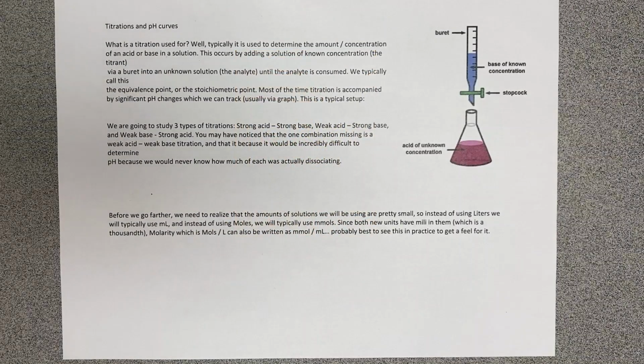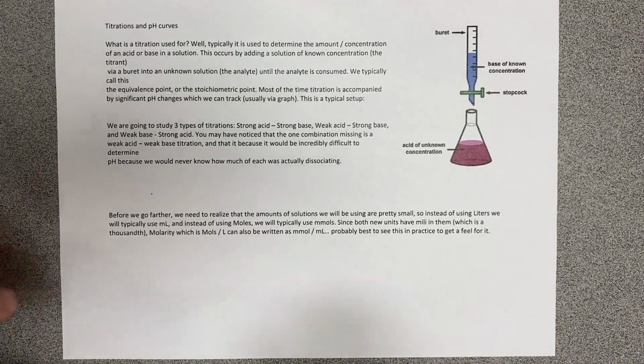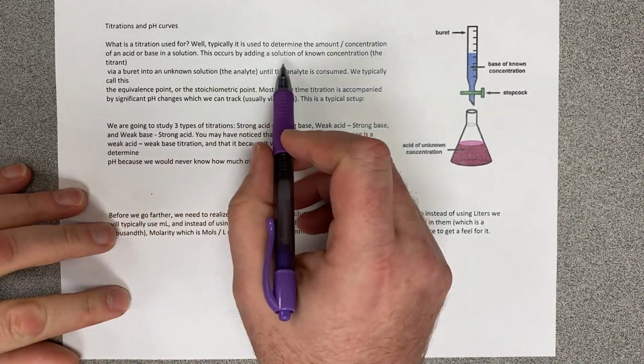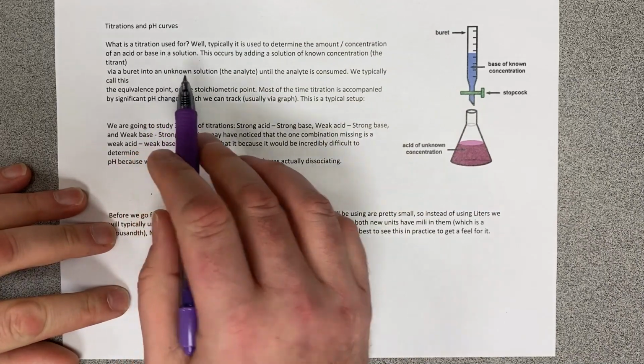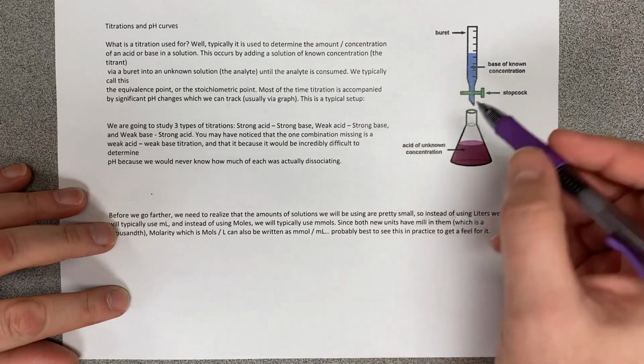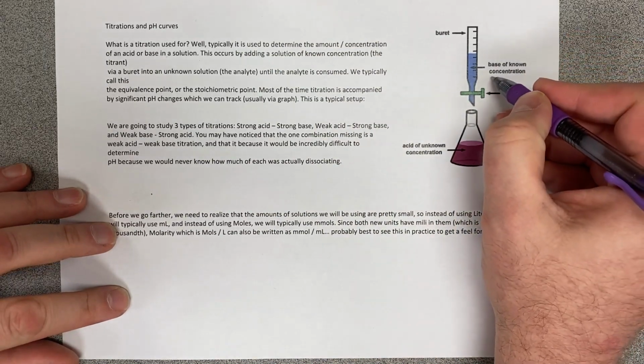So what we're going to talk about today are titrations. Essentially we need to know what a titration is for, and what it's for is to determine the amount of an acid or base in solution that we don't know the concentration of. And the way we do that is by adding in something that we know a concentration of.